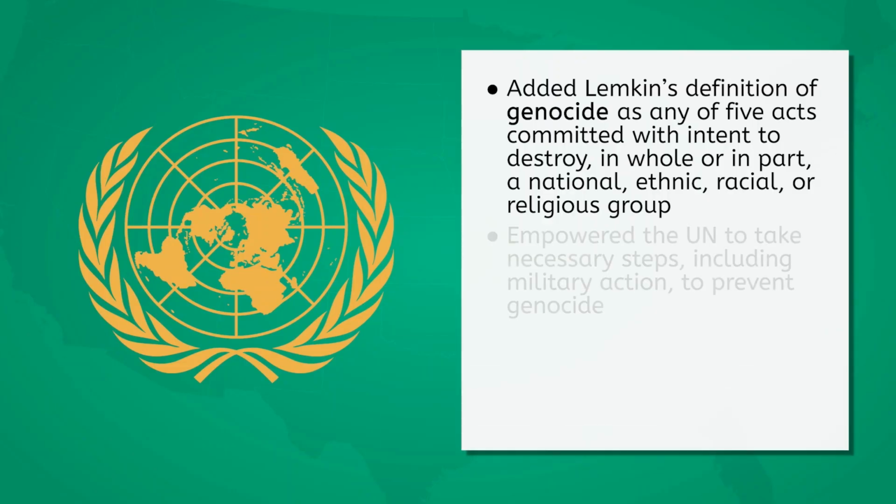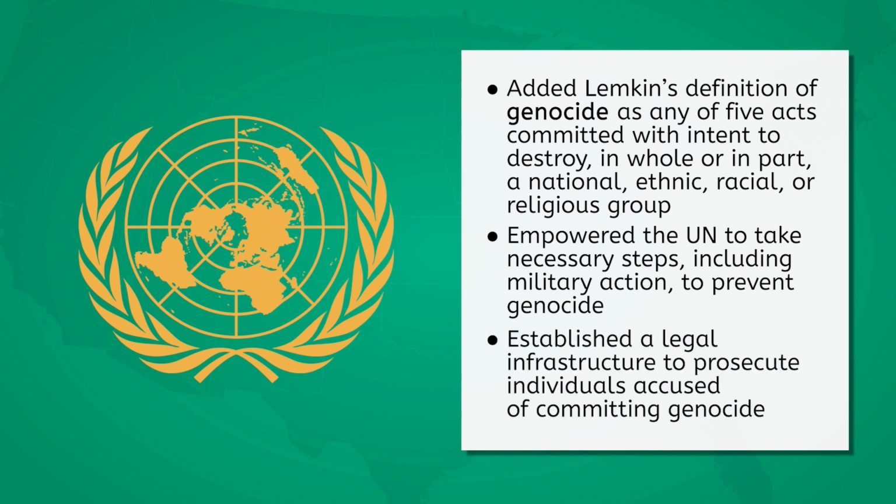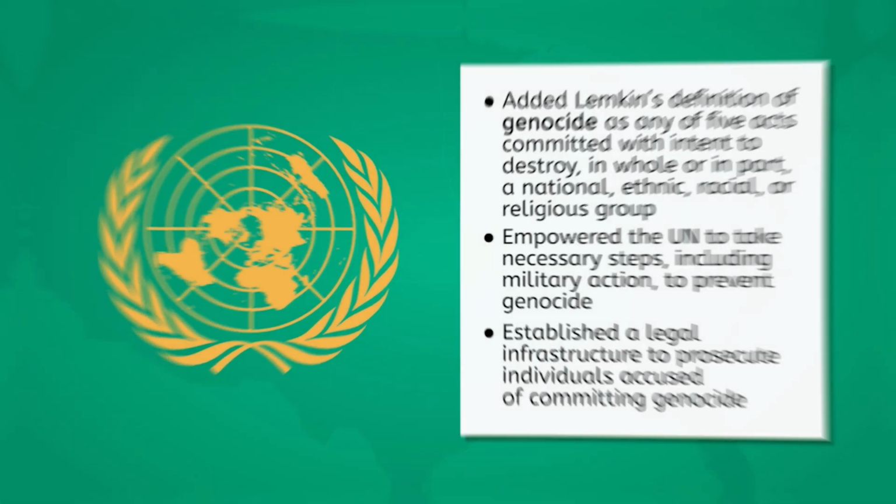The convention also empowered the UN to take necessary steps, including military action, to prevent genocide. It even established a legal infrastructure to prosecute individuals accused of committing genocide. Interestingly, although it was an active participant in the convention, it would take 40 years before the United States finally ratified the convention, due to its concerns that it could subject the United States to international oversight and possible interventions.